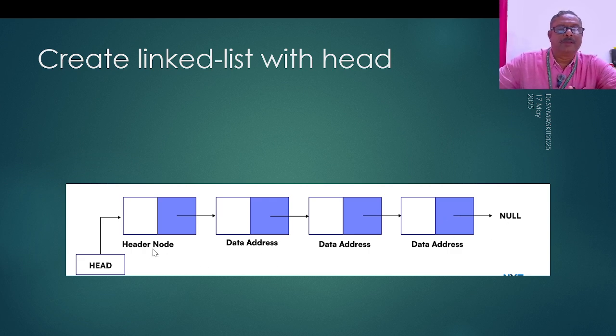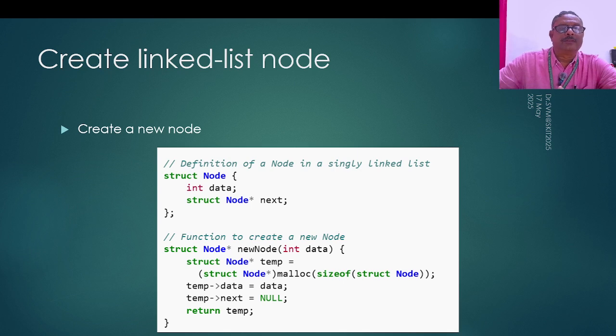So this can be the name given, and each node has data and the address of the next node. If there is a next node, we write the address of that. If we don't have one, then we just write null, as we have done here. So let's see how this is done.